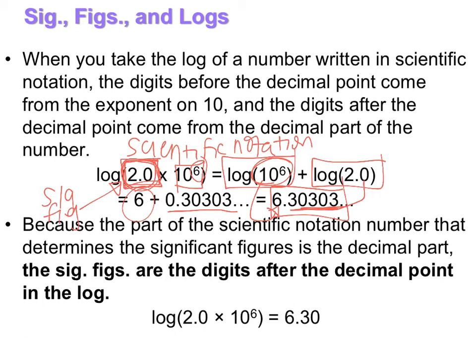The sig figs in a pH value will only be the digits after the decimal point. So here we started off with 2 sig figs. For the final pH, we only want 2 sig figs after the decimal point. This first value at the beginning is not affected. You just leave it there how it is.